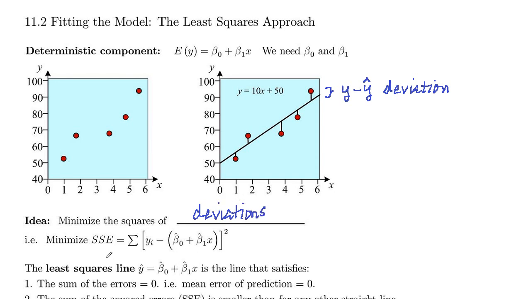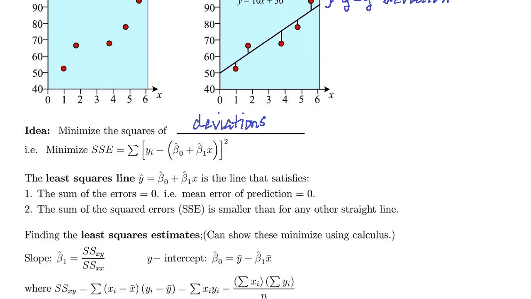So in other words, we're going to minimize the quantity sum of squares of error, SSE, which is the sum of the y value on the point minus the y hat value. So this is plugging into the equation for the estimating line, beta 0 hat plus beta 1 hat x, and then we square those deviations. So the deviation gets squared, and we minimize that.